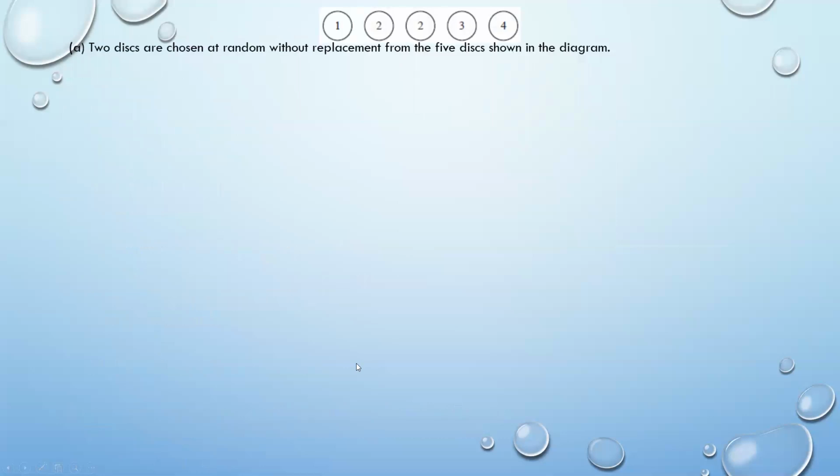Okay, this is another new question. You have 5 discs with the numbers 1, 2, 2, 3, 4. We choose 2 each time without replacement. The question asks to find the probability that both are number 2. So you must get 2 and 2. So 2 out of 5 is the first draw, that means you want number 2. The second time, imagine one of the 2s is already outside, only 1 is left, and the discs left are 4, not 5 anymore. So multiply these to get the answer.